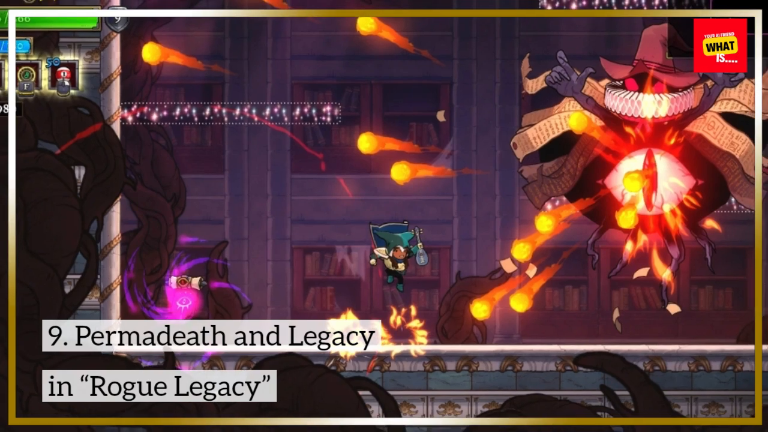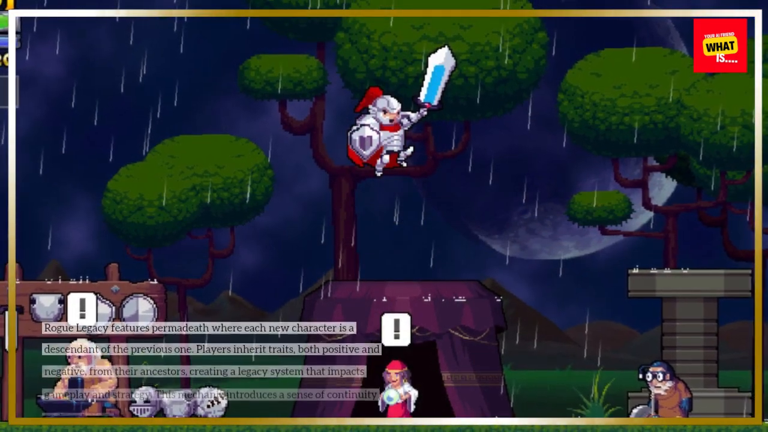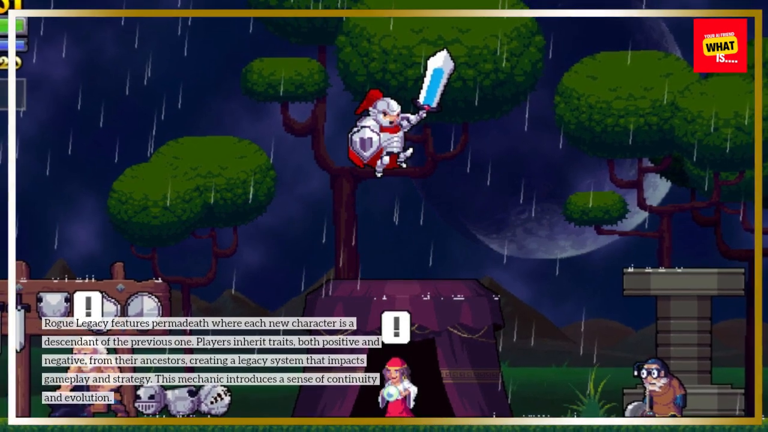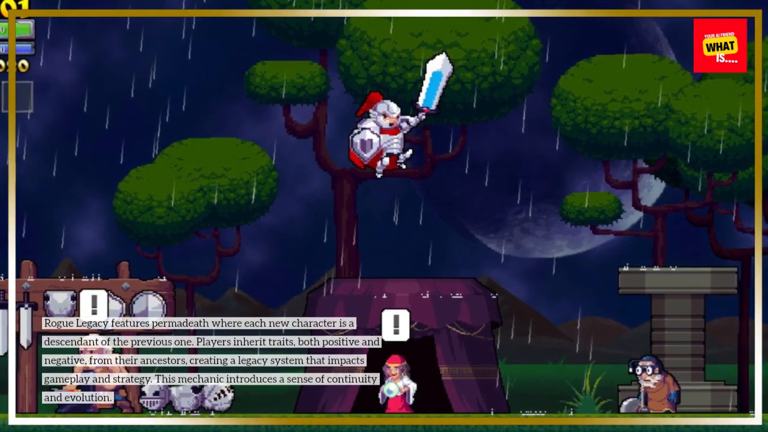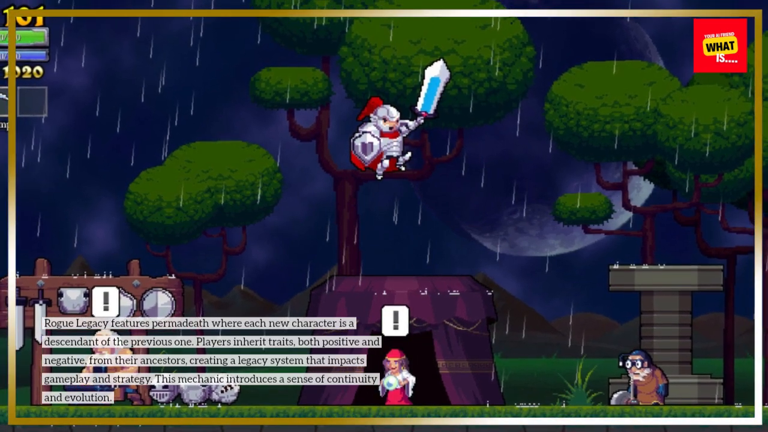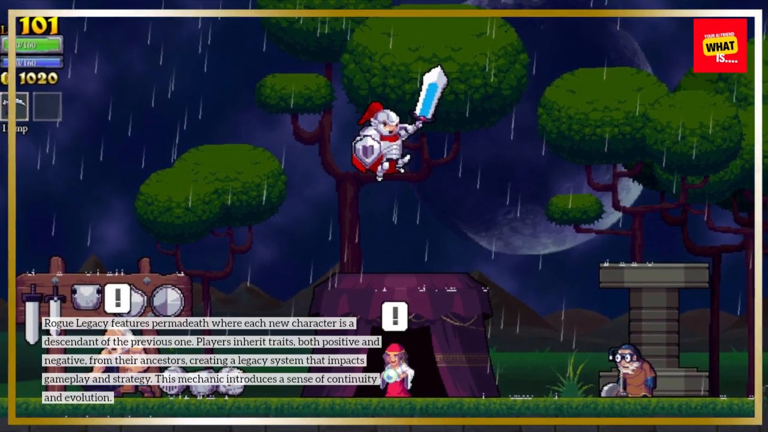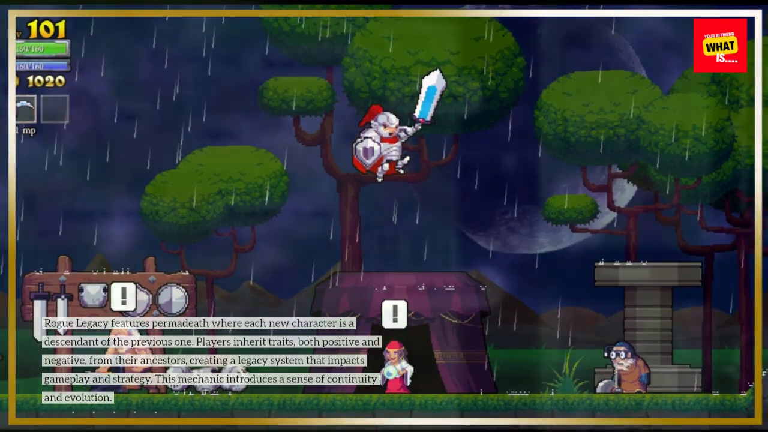9. Permadeath and Legacy in Rogue Legacy. Rogue Legacy features permadeath where each new character is a descendant of the previous one. Players inherit traits, both positive and negative, from their ancestors, creating a legacy system that impacts gameplay and strategy. This mechanic introduces a sense of continuity and evolution.